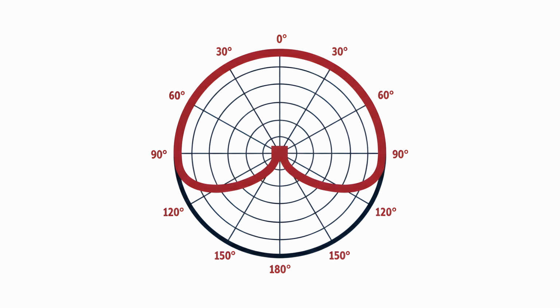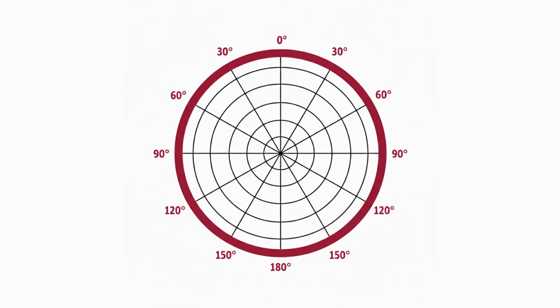Microphones also have something called polar patterns. This describes where the microphone picks up sound from. The most common pattern you will see is cardioid. Cardioid microphones pick up sound mainly from the front and reject most of the sound from the sides and back. This makes them ideal for home recording and music production.